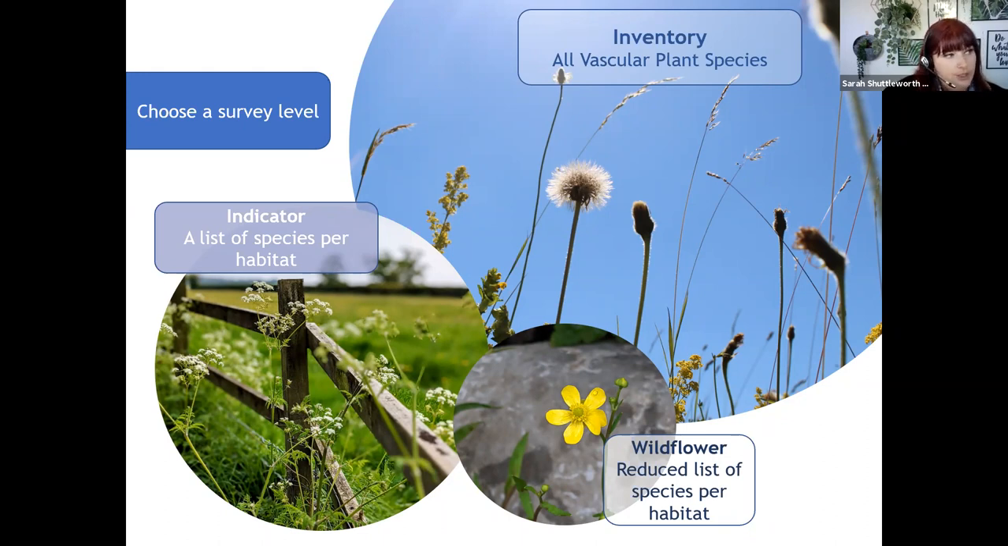And then there's the top level, which is inventory, designed for volunteers who are capable of recording all the vascular plant species that they find in a habitat. And it's worth remembering that this would include any that aren't in flower. So wildflower is the relatively simpler level in that there is a reduced list of species per habitat.